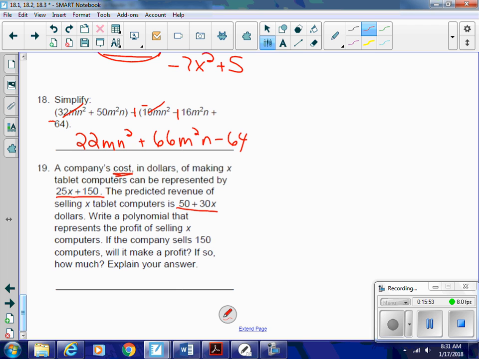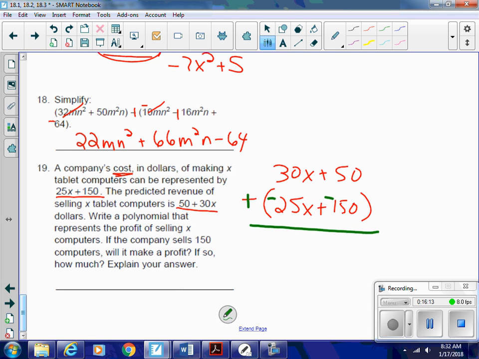So we're just subtracting 30x plus 50 minus 25x plus 150. But I do like to turn subtraction into addition of the opposite. And when I combine those, I get 5x minus 100. It looks like they only make $5 per tablet. Not enough profit in my opinion. All right, so that's the answer to the first part.